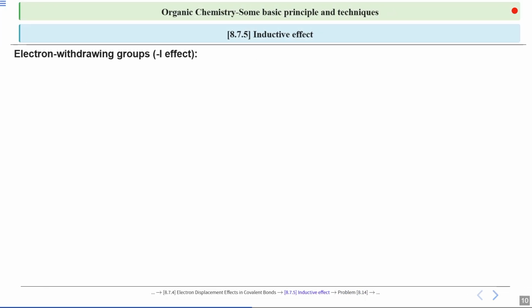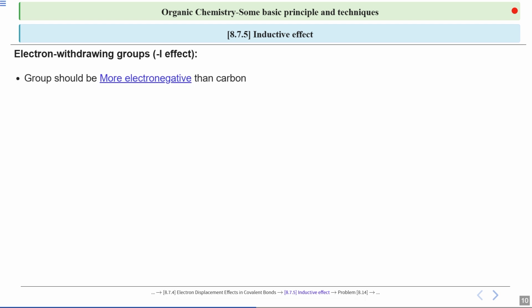So let us discuss this electron withdrawing group in detail. Now, what type of effect is shown by the electron withdrawing group? They show a minus I effect. You can remember it in this way: it is taking away something from the other groups. It is pulling electron, it is making the other atom deficient, so that is shown by the minus I effect. So what is the point? The electron withdrawing group shows minus I effect.